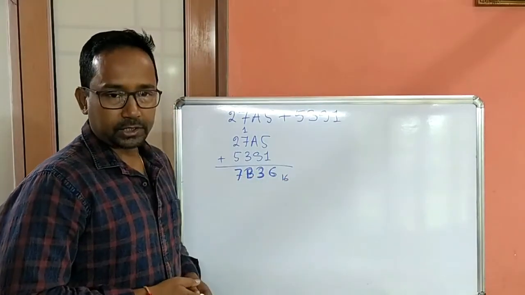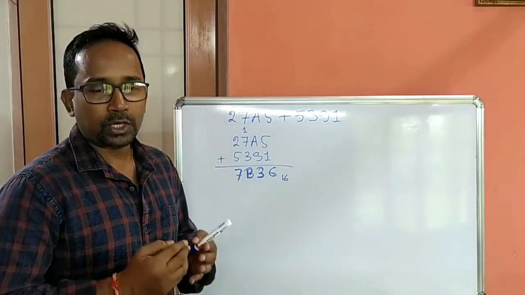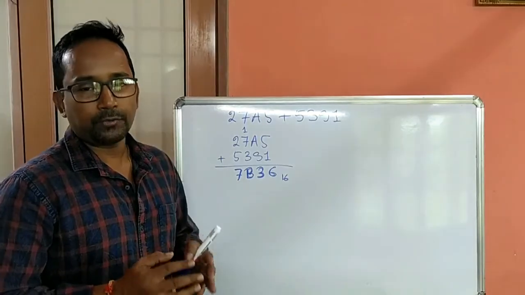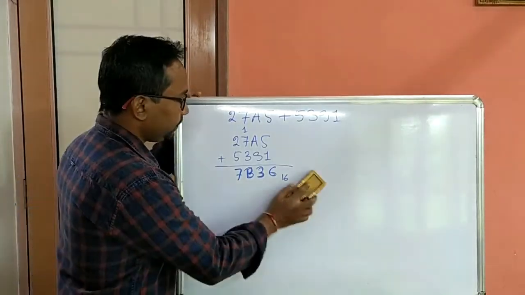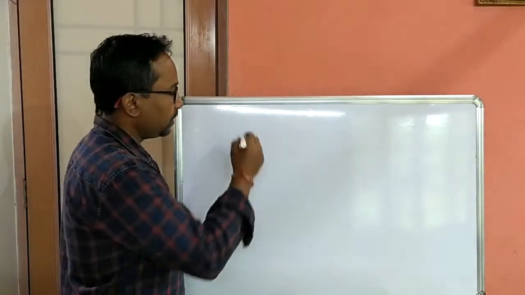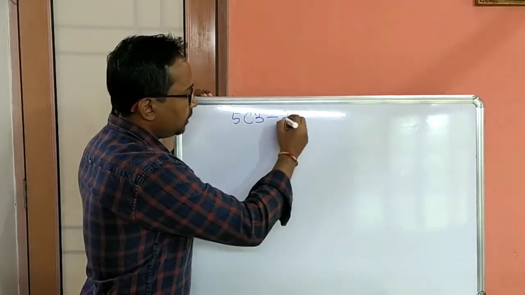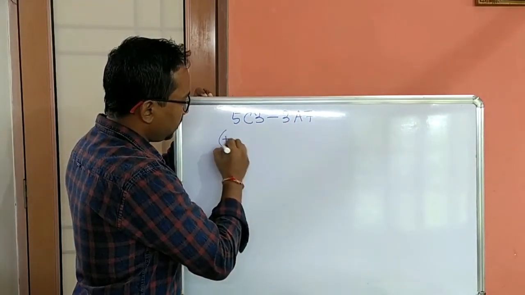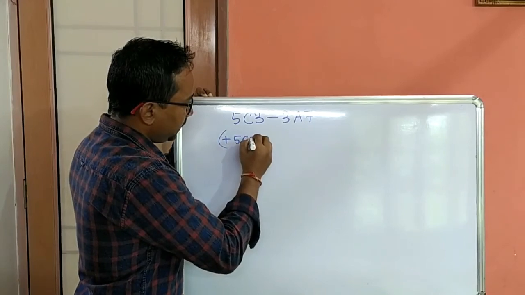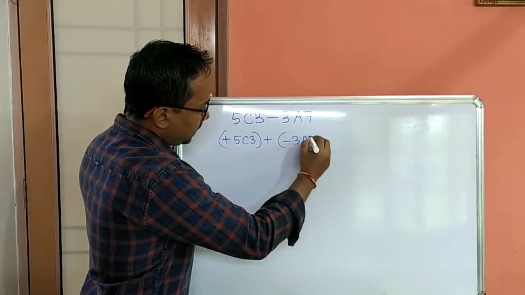Now for subtraction. Here we will not use the direct method because it will be very difficult to calculate subtraction using the direct method for alphanumeric numbers. So we will use the 16's complement method. Let's see. 5C3 minus 3A7. So this will be interpreted as positive 5C3 plus negative 3A7.